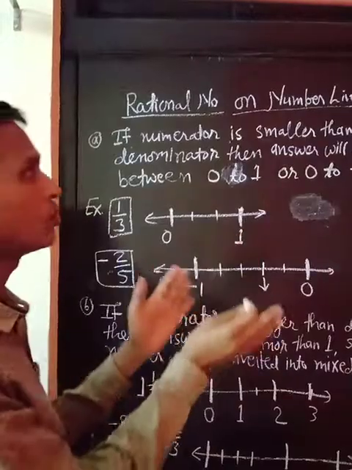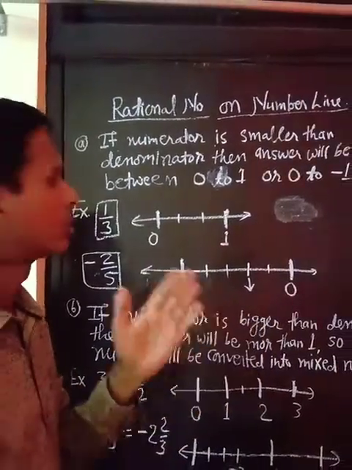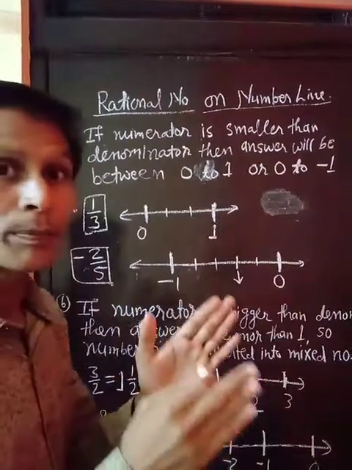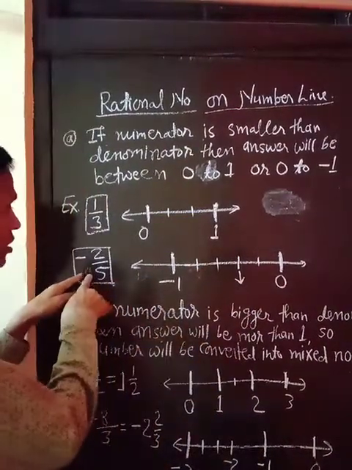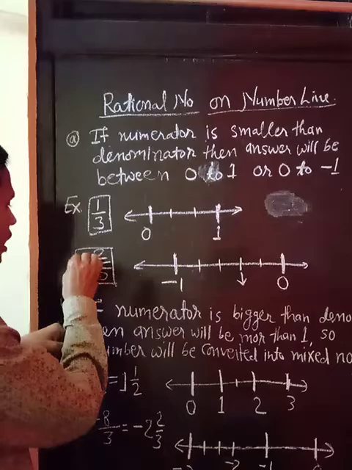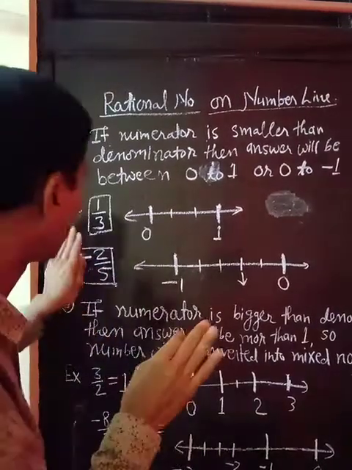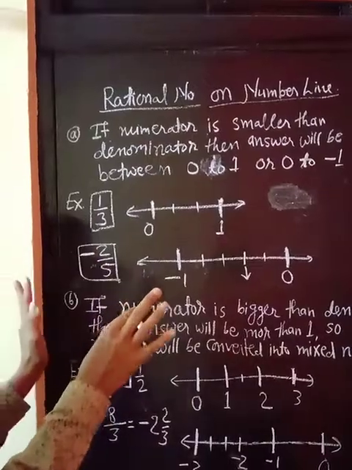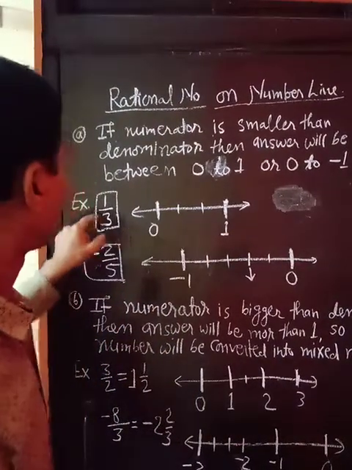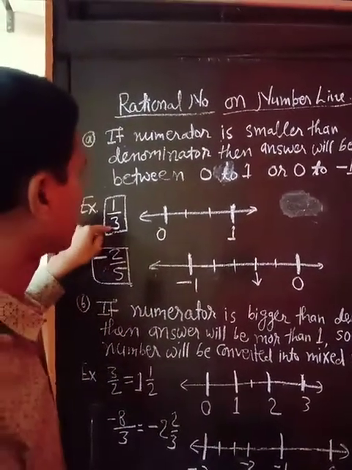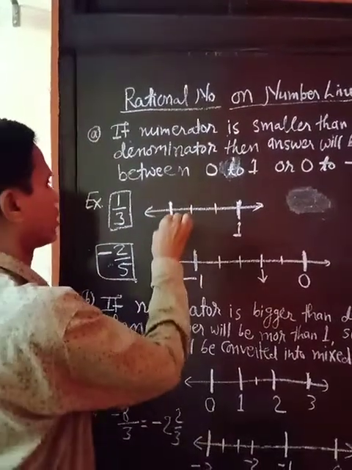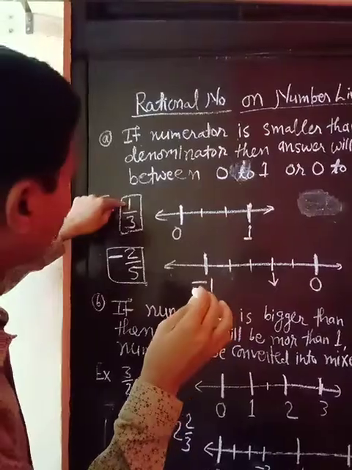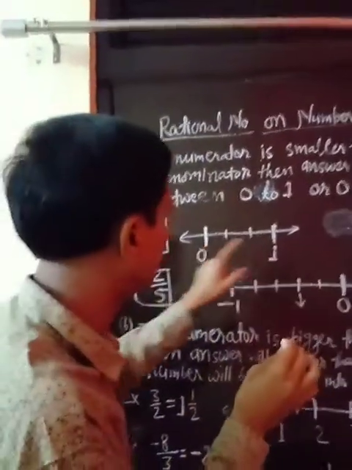Now you see how to show the rational number on the number line when it is a proper fraction. But we can't say proper fraction here because negative is there. Fraction means only representation of whole numbers, no sign. So you see 1/3, once again 1/3. The numerator is smaller, so our answer will be between 0 to 1.